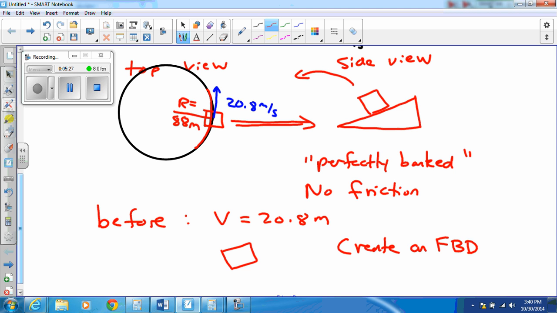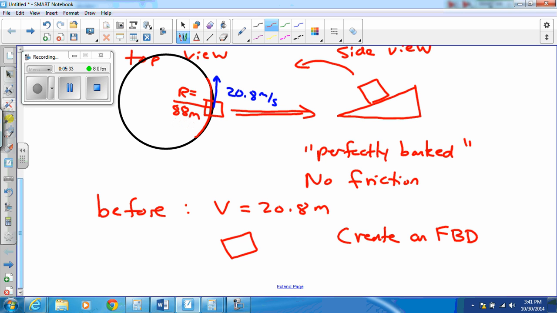So, at this point, I'm going to ask you to pause the video and create a free body diagram showing the forces acting on the car in the before situation. And welcome back. You should have two forces. One will be the force of gravity, which is pulling straight down as always, and the other is going to be the normal force, which is going to be pointing out perpendicular to the plane of the curve. There is no frictional force because we are looking at a speed for which the curve is perfectly banked. In other words, there's no friction.